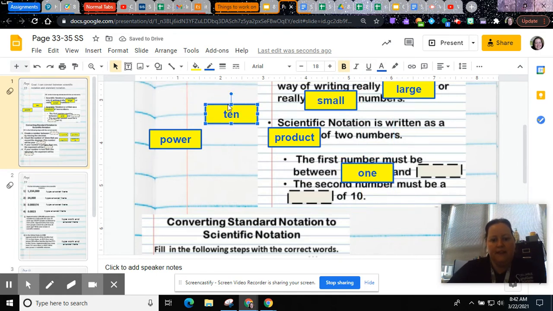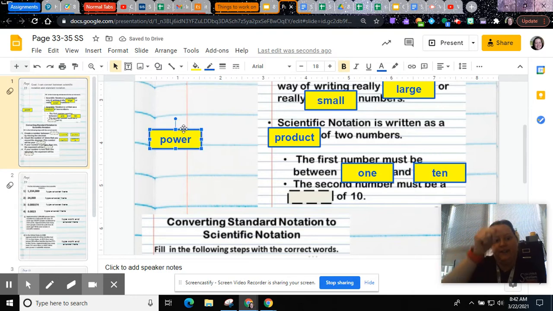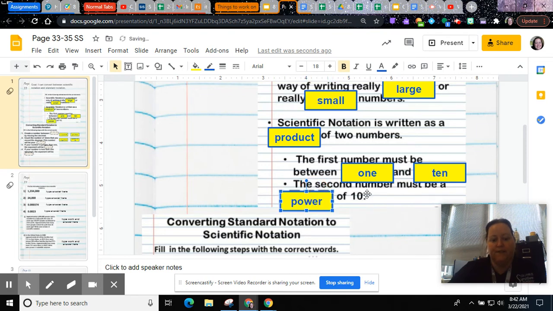And then the second number must be a power of 10. And that's because we're a base 10 system, like every 10 you carry to the next one. So that's why it's to a power of 10.